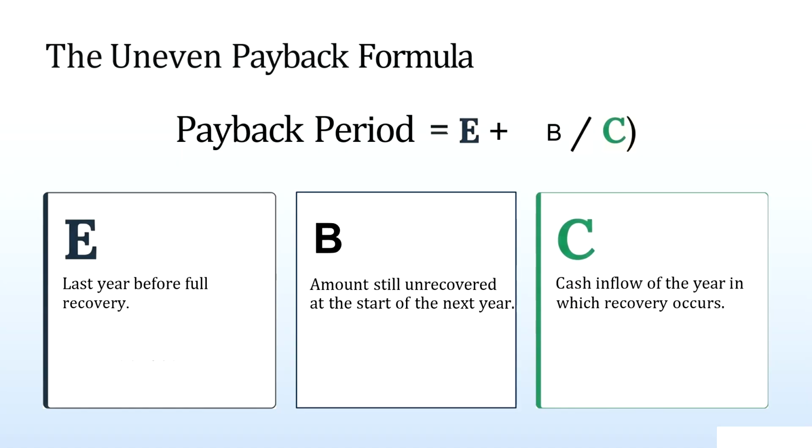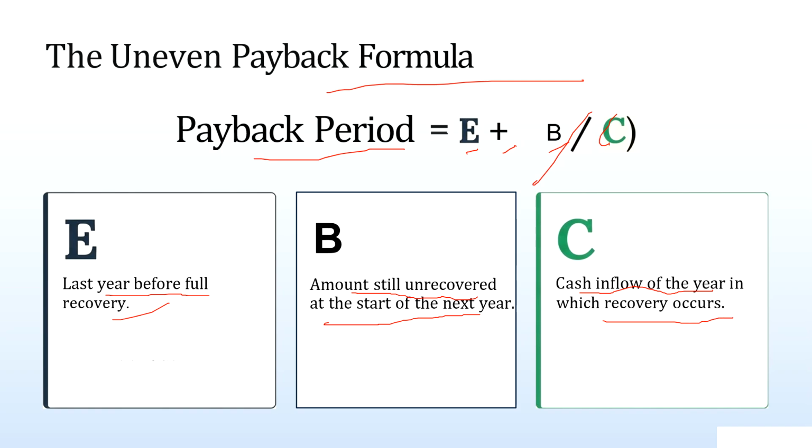The uneven formula is: payback period equals E plus B divided by C, where E equals the last year before full recovery, B equals the amount still unrecovered at the start of the next year, and C is the cash inflow of the year in which recovery occurs.